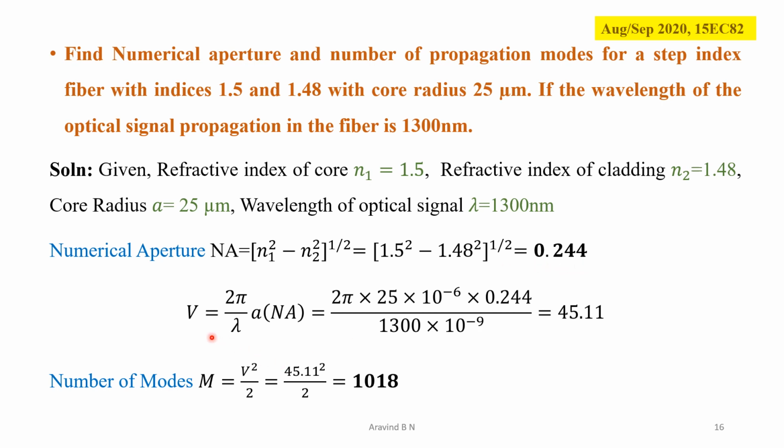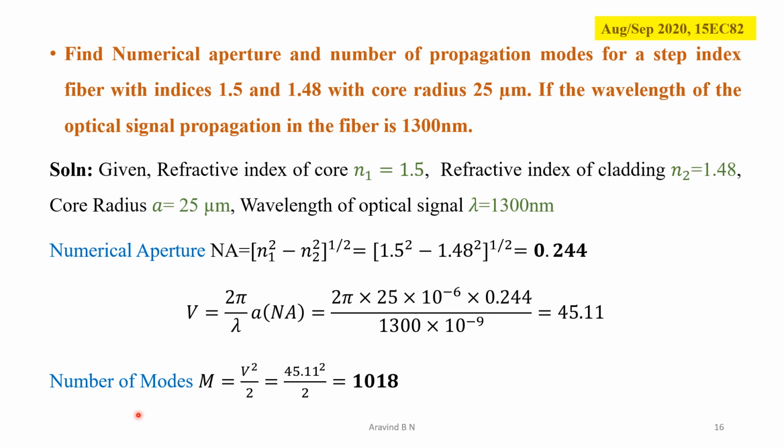Then let us calculate V, so that by making use of V, we can calculate the number of modes. V is equal to 2 pi by lambda into a into numerical aperture. Then 2 pi, the radius is 25 micrometer, and numerical aperture is just our calculated 0.244, and lambda is 1300 nanometer. So by calculating this, we get 45.11.